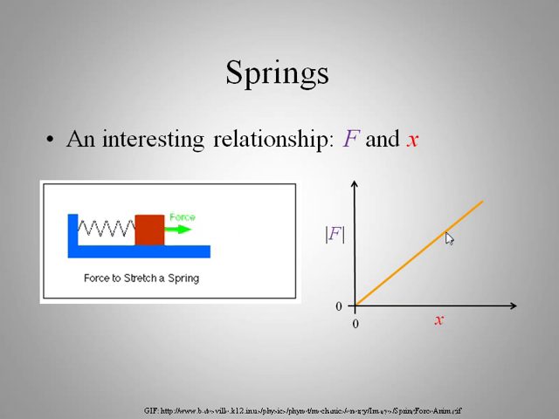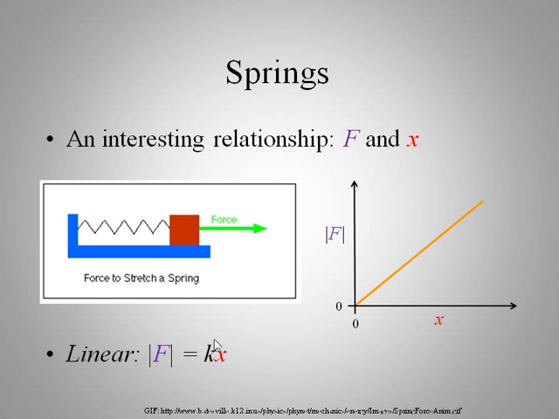Not only that, if you double the force, you double the stretch. This is a linear relationship. You could say that the force here equals some constant times the displacement. This is like y equals mx, where this k value here would be the gradient or slope. This is also called the spring constant. It's kind of a measure of how stiff the spring is.